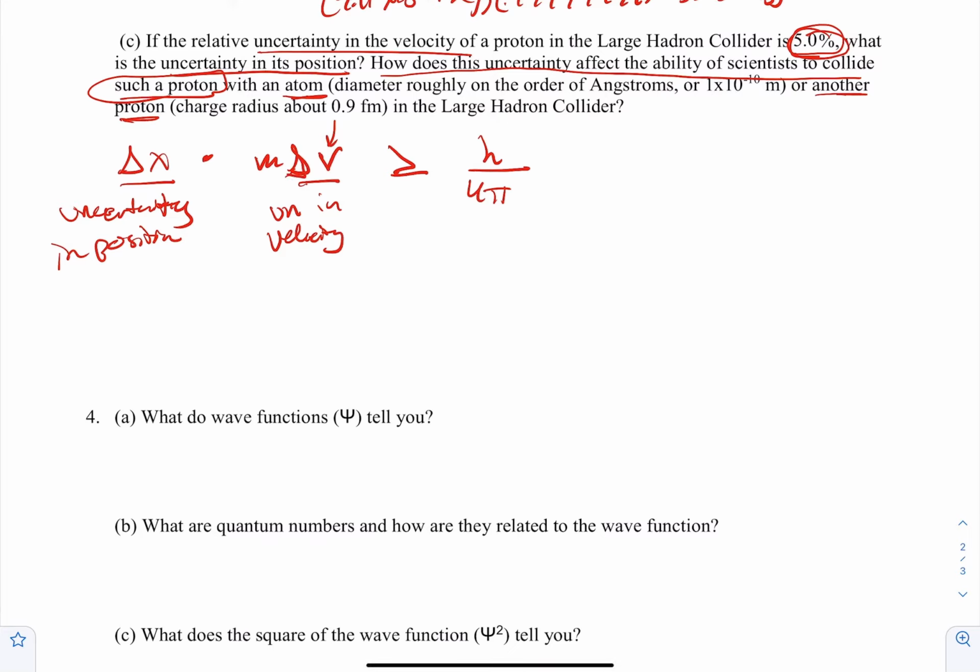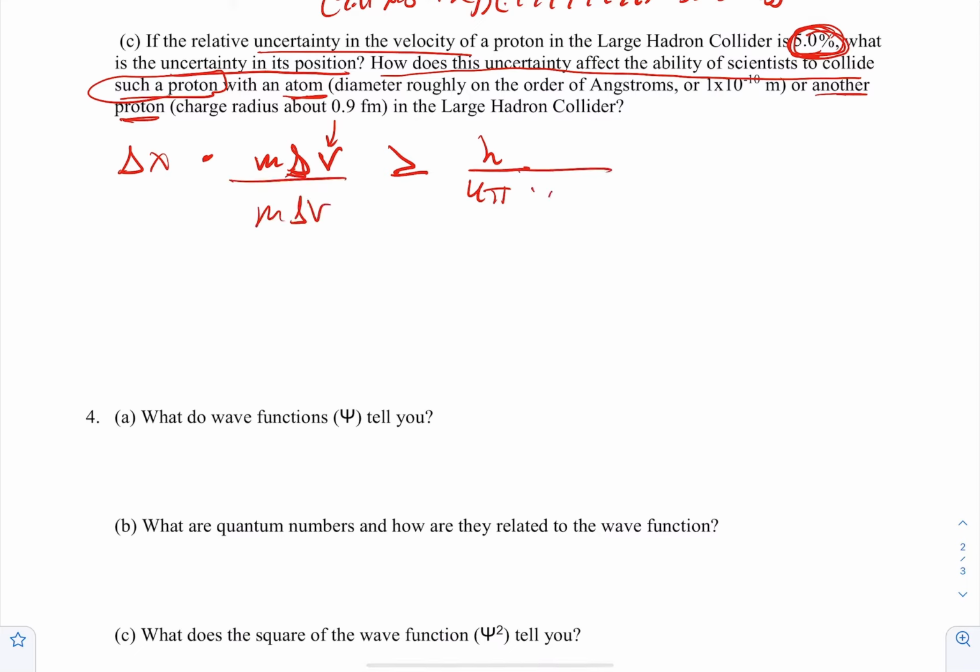Okay, and so this delta v is not the actual velocity. We're not plugging in 0.99999 of the speed of light again. We're actually plugging in that value times 5%. Okay, so in this case, we have to use our algebra to move that over. I'm going to divide by m delta v, so that becomes times m delta v. Okay, and then I get the following. Delta x, which is what we're looking for, is greater than or equal to Planck's constant all over 4 pi times m delta v.